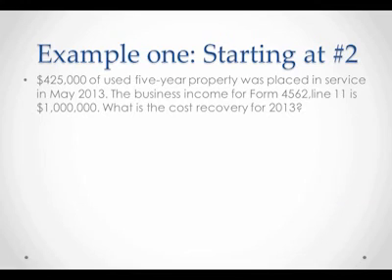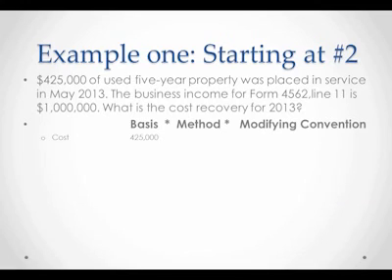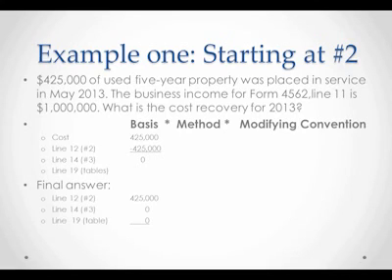So let's look at the math on this set of facts. Our cost was the $425,000. We're recovering all of it through limited expensing, line 12 of the 4562, number 2 on our checklist. So there is no basis left, so we can't do any more than take 100%. So we're not going to take any bonus depreciation. We're not going to take any table depreciation. And our final answer is we have recovered the entire $425,000 in one single operation.